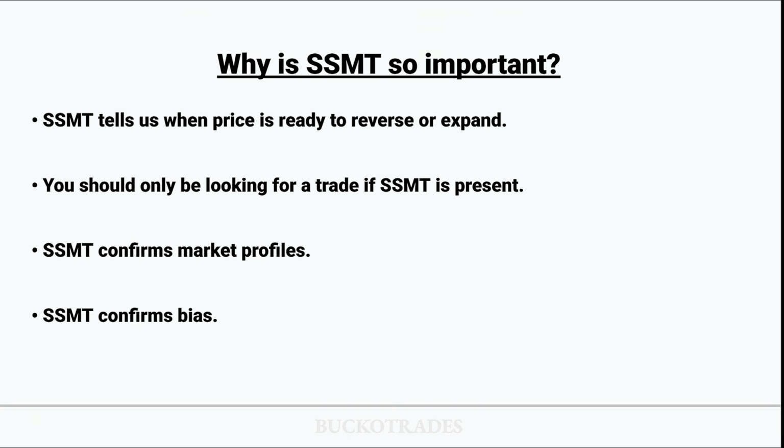Sequential SMT also confirms bias. If you have a bullish weekly bias, and then we see a bullish weekly cycle sequential SMT between Monday and Tuesday, we can then anticipate Tuesday to be low of the week, and that would confirm our weekly bullish bias, and that would also give us the bias for the following day, being Wednesday, anticipating distribution followed by the manipulation.